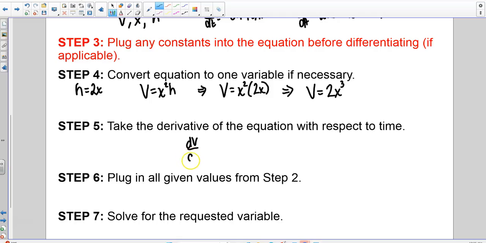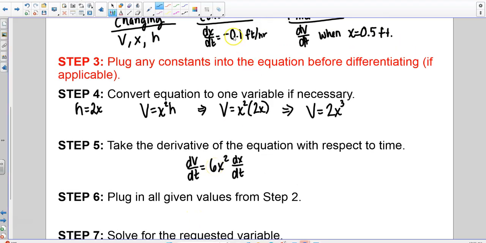dV/dt is going to be 6x squared dx/dt. We're going to plug in all the numbers that we know from step 2, which were that dx/dt is always negative 0.1, and we're trying to find dV/dt, so we're not plugging in for it, but we know that we're looking at the point when x equals 0.5. So dV/dt is going to equal 6 times, I'm going to use a fraction instead of the 0.5. Do what you will, but I think it's easier, particularly if it's calculator inactive.